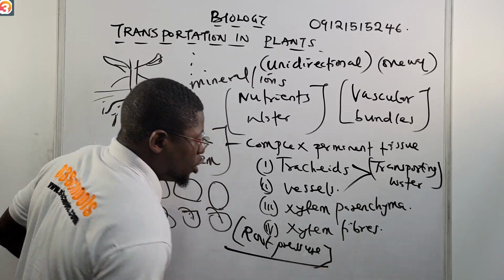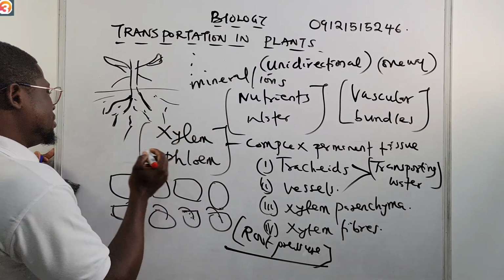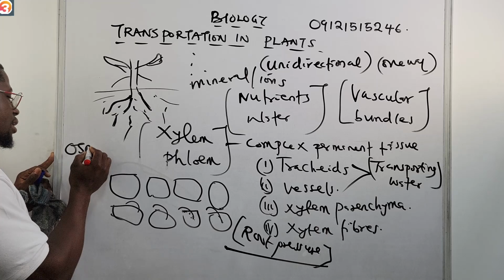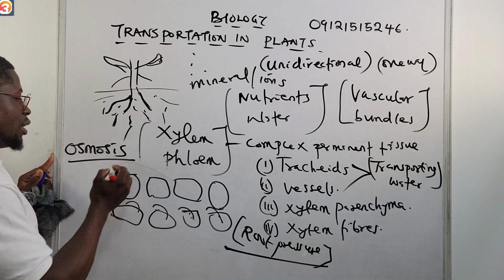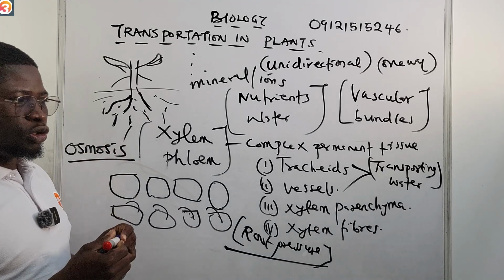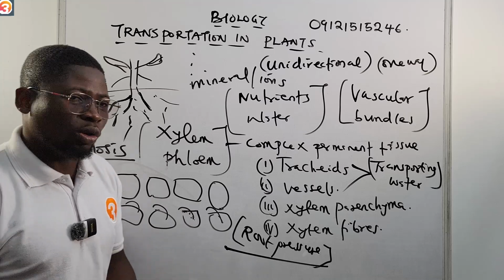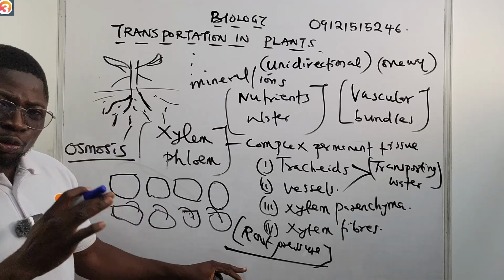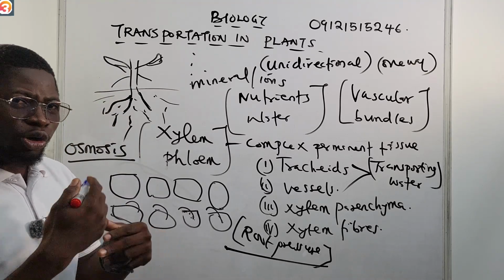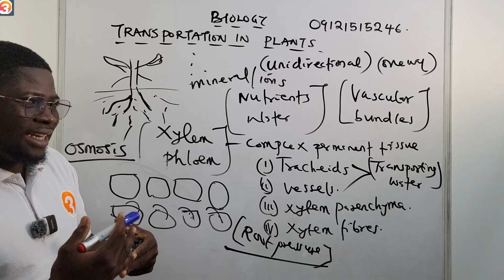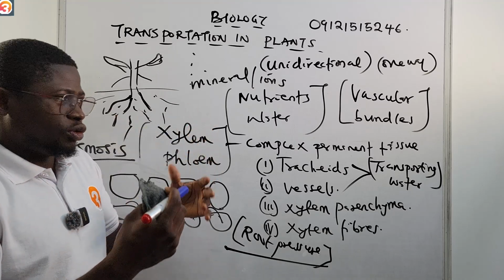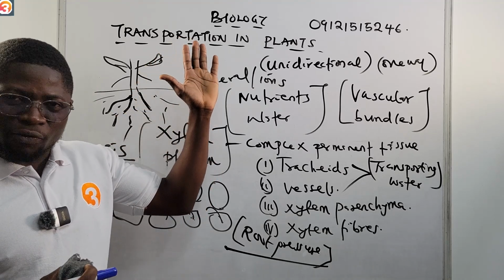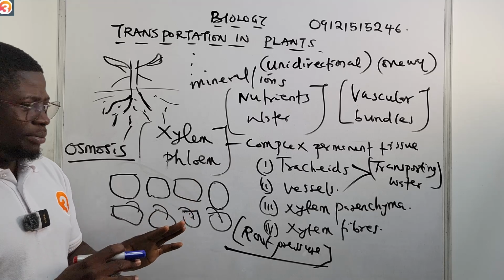This root pressure happens through osmosis. Please take note of that. Osmosis. So that's how we usually call it, osmotic pressure. It happens through osmosis. And we'll see that this root pressure that is generated will also assist or aid in the transport of water to the upper part of the plant. Please take note of that.